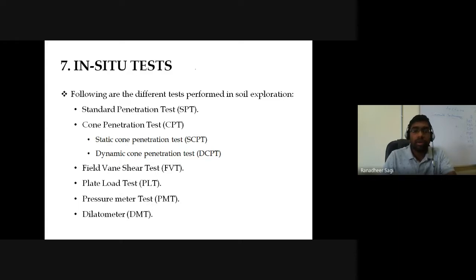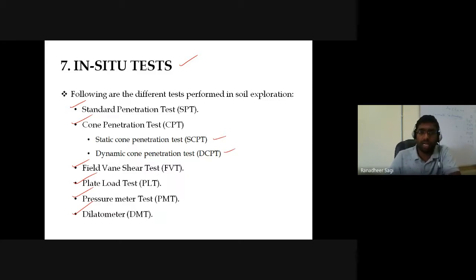Okay, next, what are the different types of in situ tests that we are going to conduct directly in the field? We will come across different types of in situ tests which can be conducted directly in the field for understanding the soil condition there. One such test is the standard penetration test. Another is the cone penetration test. In the cone penetration test, we have other subclassifications, called the static cone penetration test and the dynamic cone penetration test. We'll also come across the field vane shear test, plate load test, pressuremeter test, dilatometer test, and so on. You have different field tests available.